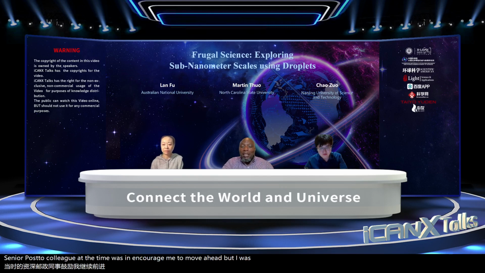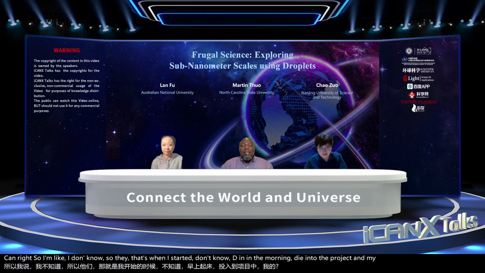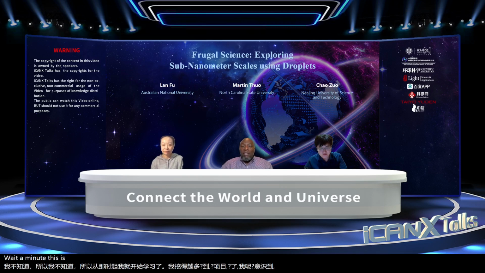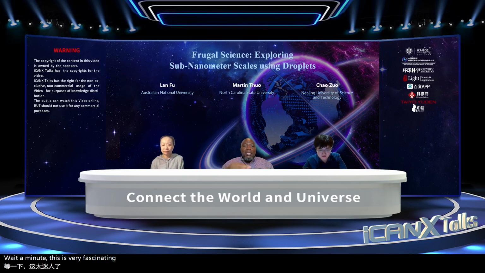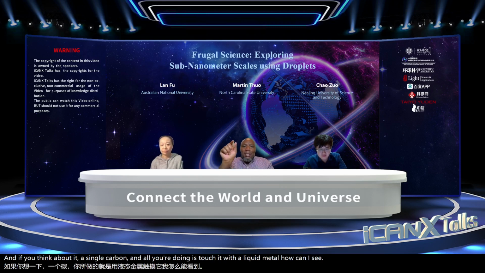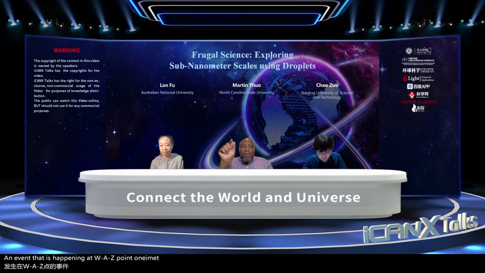But I was so stuck on, I should be getting a straight line in my data fit. But I can't, right? So I'm like, I don't know. So that's when I started digging in. And the more I dug into the project, the more I realized, wait a minute, this is actually something very fascinating. Because we're sensitive to a single carbon. And if you think about it, a single carbon, and all you're doing is touching it with a liquid metal, how can I see an event that is happening at 0.1 nanometer? How is that even possible?